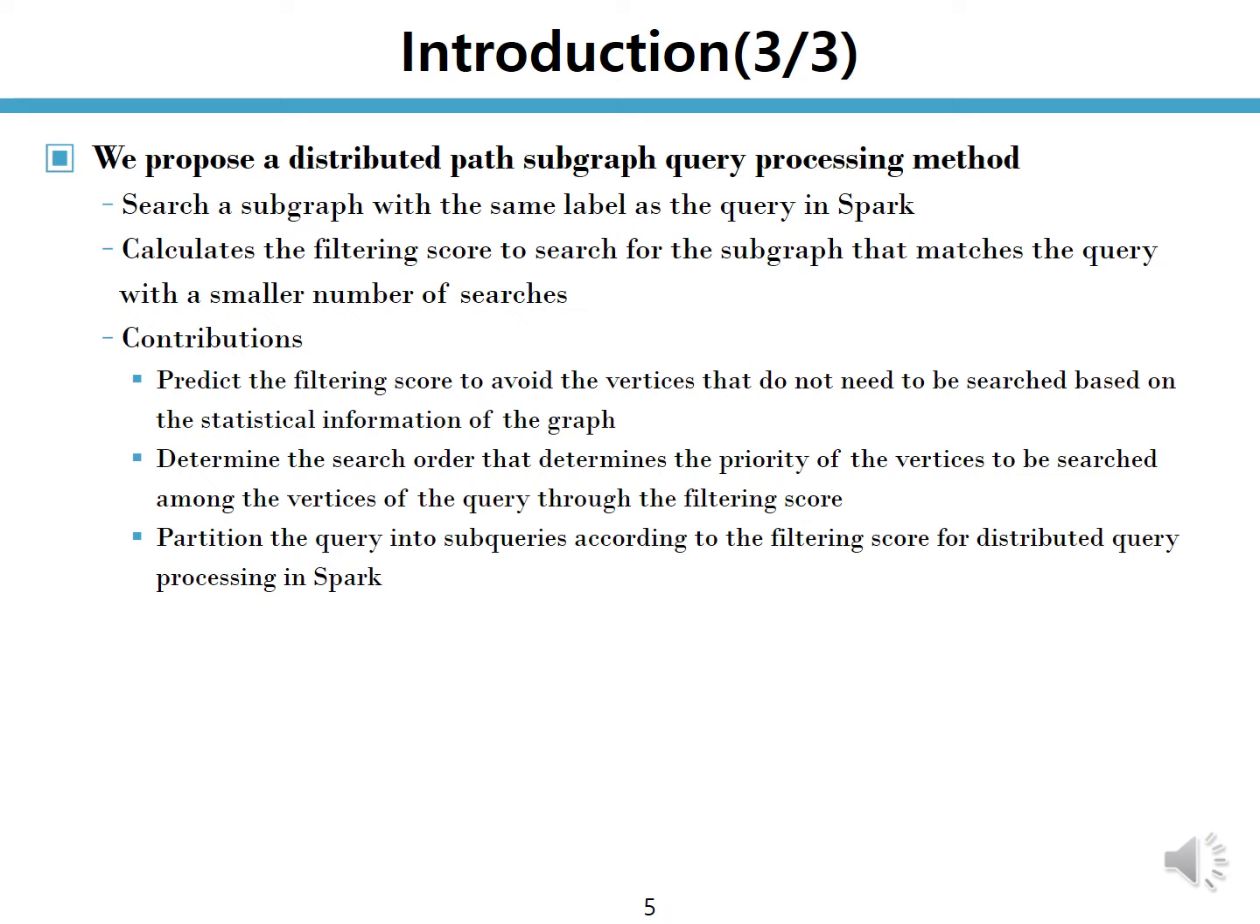The proposed method has three contributions. First, we predict the filtering score to avoid the vertices that do not need to be searched based on the statistical information of the graph. Second, we determine the search order that determines the priority of the vertices to be searched among the vertices of the query through the filtering score. Finally, we partition the query into sub-queries according to the filtering score for distributed query processing in Spark.